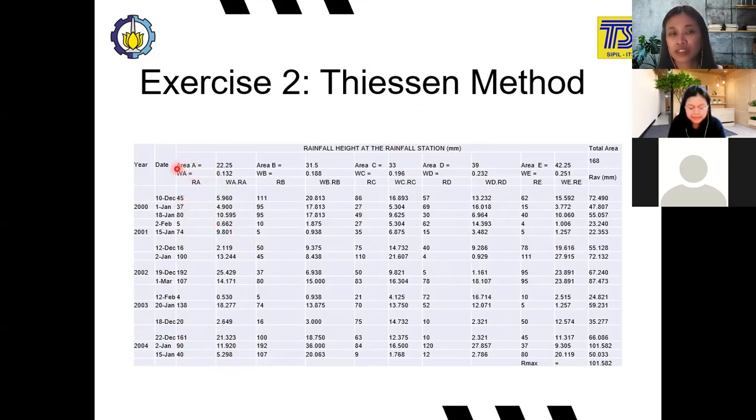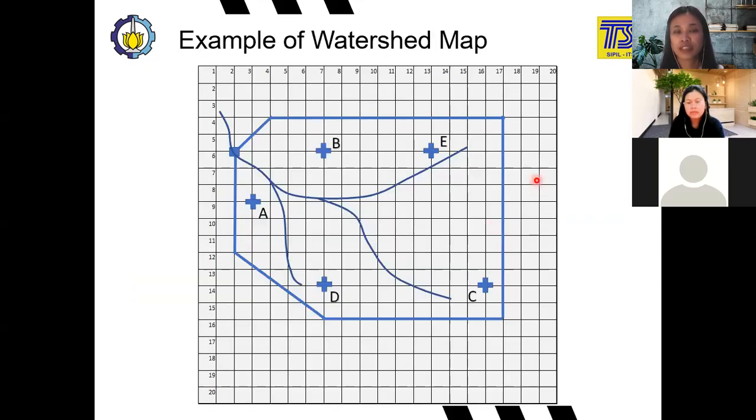To know the weighting factors, we have to calculate the area of each rainfall station. This is the example of our watershed map. If you get a watershed map looking like this, first you have to connect the nearest station to the nearest one. So station A connects to B, connecting to E, and then E connects to C, connecting to D, connecting to A, and the other one here, D connecting to station D. 1, 2, 3, 4, 5, 6.